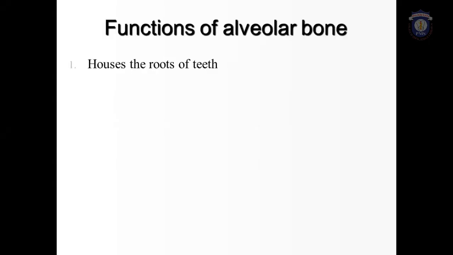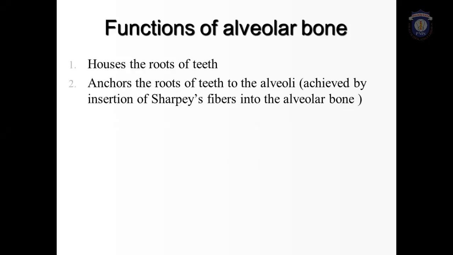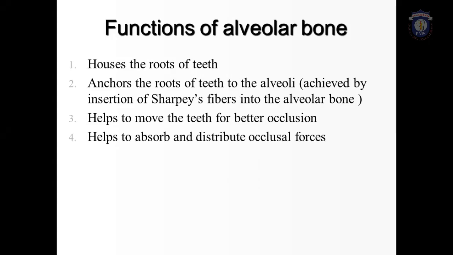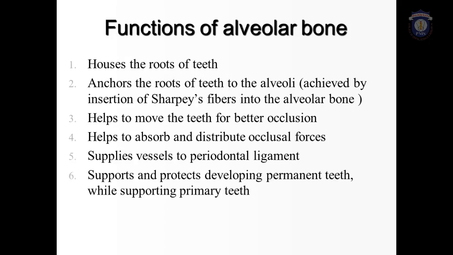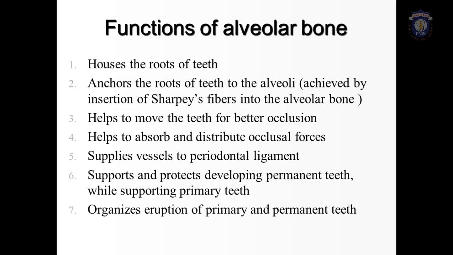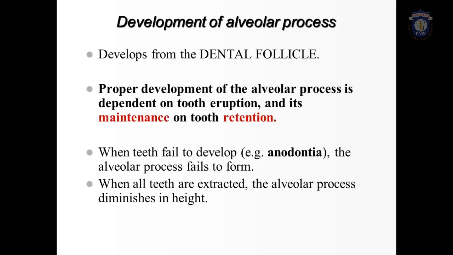The functions of the alveolar bone include that it houses the roots of the teeth, it anchors the roots of teeth to the alveoli via the Sharpey's fibers. It helps to move the teeth for better occlusion, helps to absorb and distribute occlusal forces, supplies vessels to the periodontal ligament, and supports and protects developing permanent teeth while supporting primary teeth. It also organizes the eruption of primary and the permanent teeth.